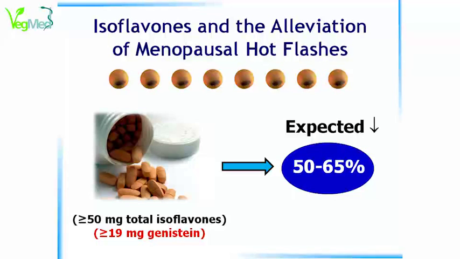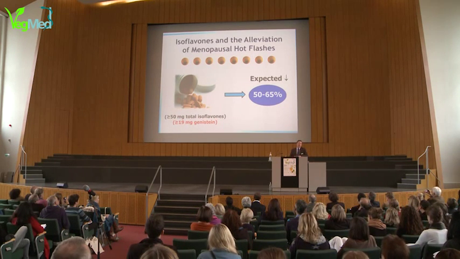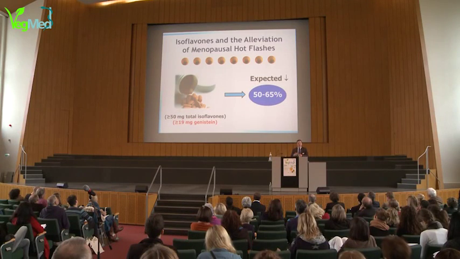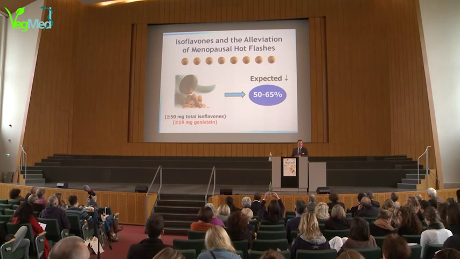So overall, the data suggest if a woman consumes about 50 to 60 milligrams of isoflavones per day, and that provides 20 milligrams of genistein, hot flashes will be reduced by 50 to 60%, and that certainly represents a significant improvement in the overall quality of life if a woman can go from having 10 hot flashes per day down to 4 or 5. 50 milligrams of isoflavones is provided by 2 servings of soy foods. So that would be 1 cup of soy milk or 1/2 cup of tofu.